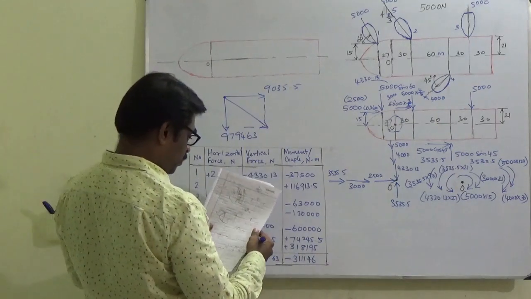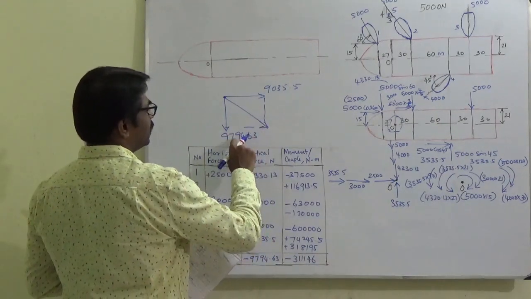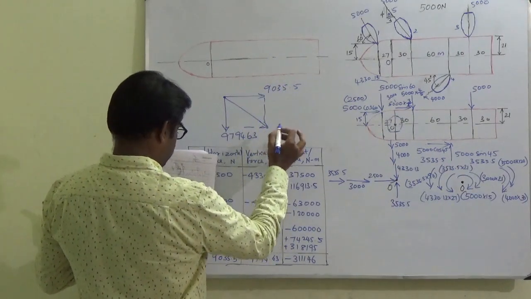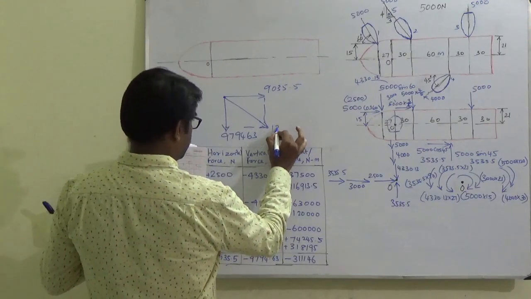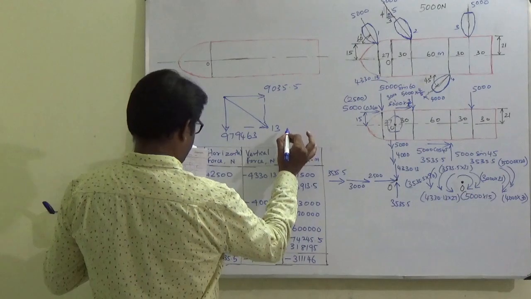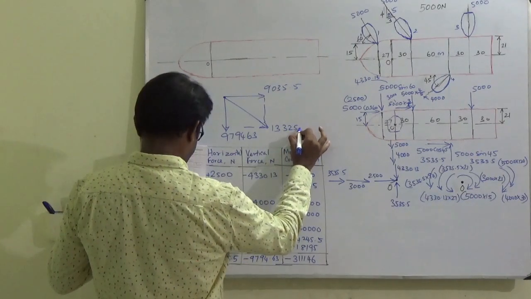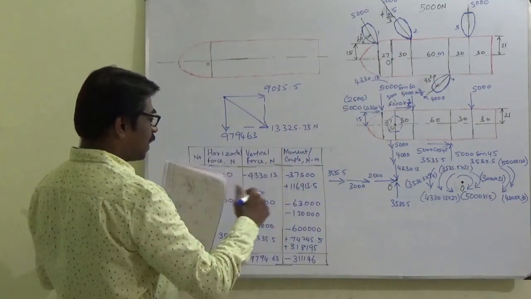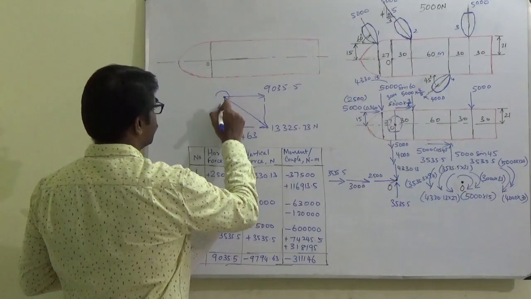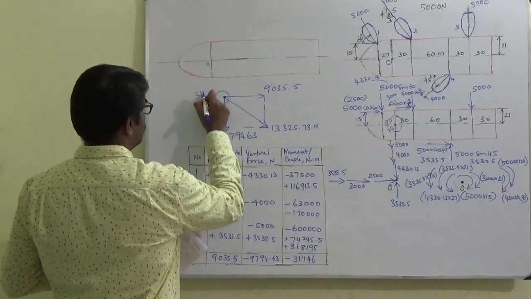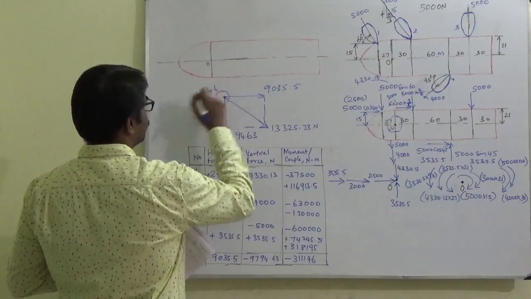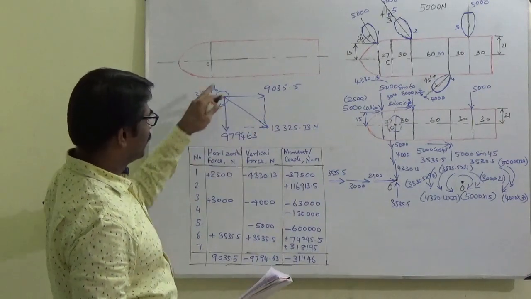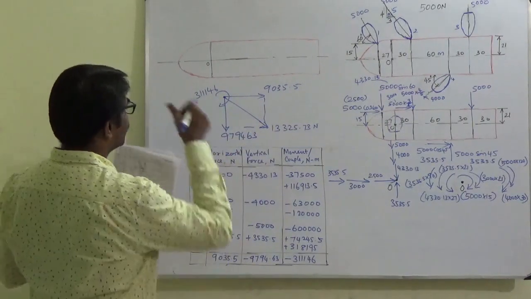The resultant happens to be, how do you find out the resultant? Square plus square under root will give you the resultant. So 13,325.73 Newton. This is the resultant. The couple that is acting is clockwise, 3,111.46. Okay, so now you see here, this is the resultant force that is acting here.